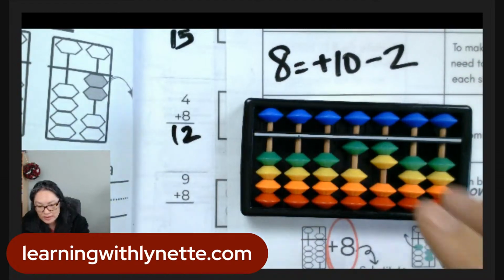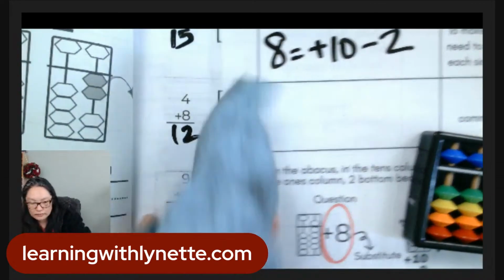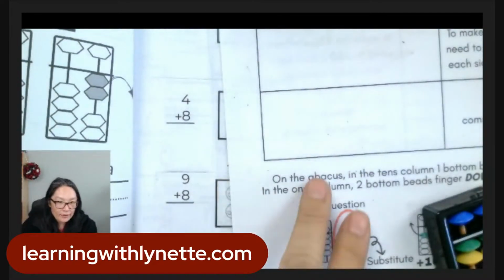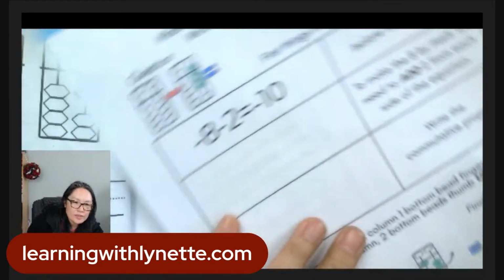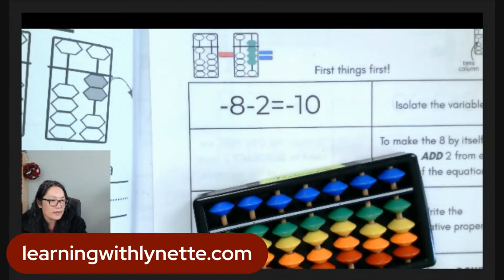What is subtraction? Well, subtraction is the opposite. So when we look, we have -2 -8. -2 -8 is equal to -10.